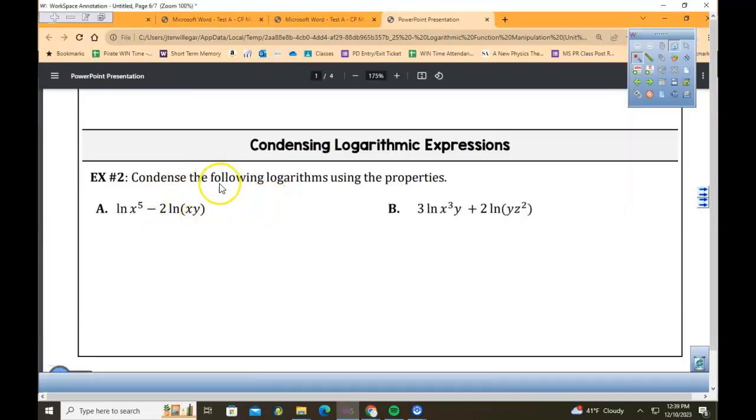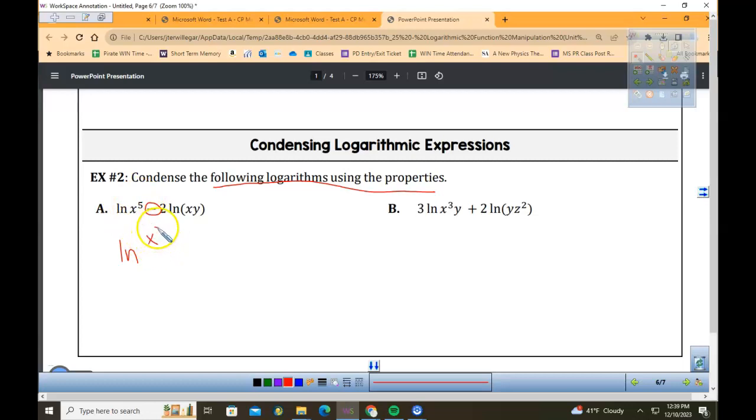All right. So condense these logarithms into one piece. So I have two pieces. I want to make them into one. Well, I'm subtracting. Subtracting means I can combine what I'm taking the log of. Whenever I subtract, I can divide.